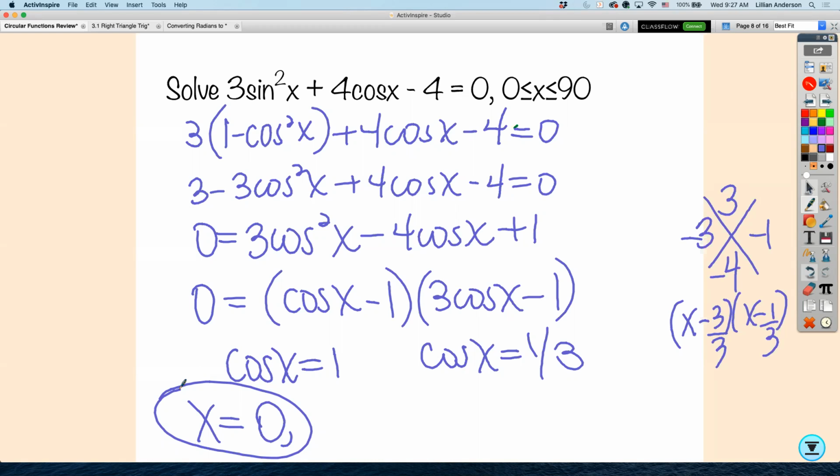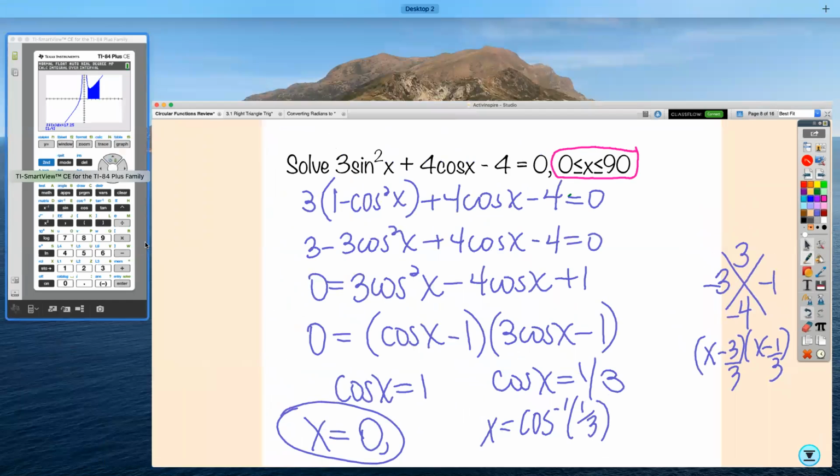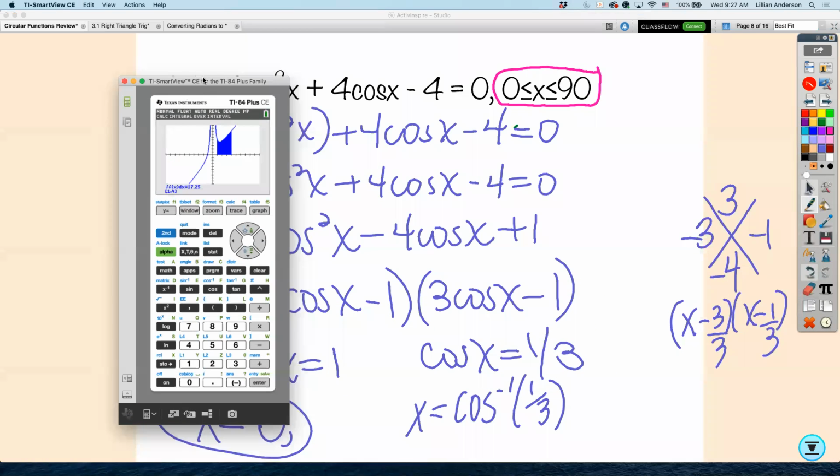Since I am looking for an angle, I need to do the inverse. And be very careful. What mode do I need to be in? I need to be in degree. And the only reason why I need to be in degree is because of this right here. It said that x is between 0 and 90 degrees. So when I do the cosine inverse, I want to make sure I'm in degree mode, so the calculator knows to provide me with a degree, not a radian.